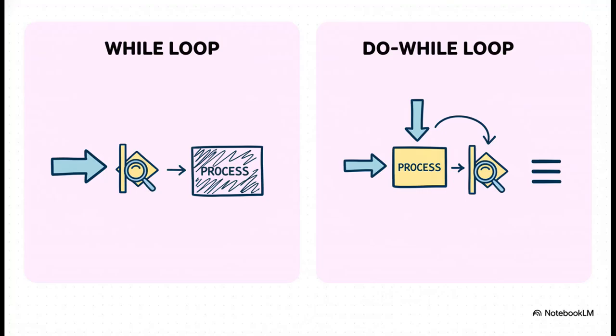Okay, here's the key difference, and you gotta remember this. A while loop checks the condition before it runs. A do-while loop runs the code first and then checks the condition. This guarantees the code block will always execute at least once. It's perfect for something like a command line menu. You have to do the action of displaying the options before you can check while the user hasn't chosen to exit.